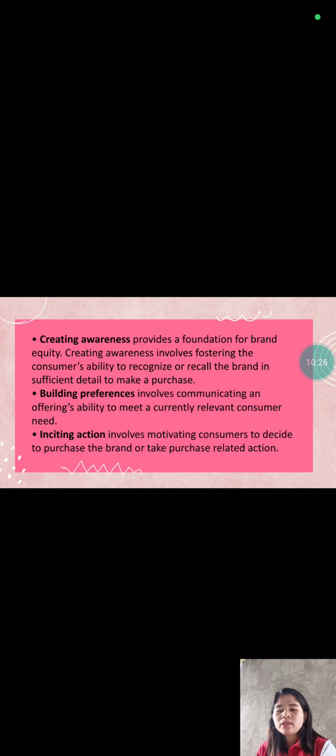So we have here a classification of communications objectives according to whether they aim to create awareness by informing the target audience about the offering, to build preference by persuading the audience of the benefits of the offerings, or to incite an action by nudging the audience to act in a way that benefits the company and its offering.